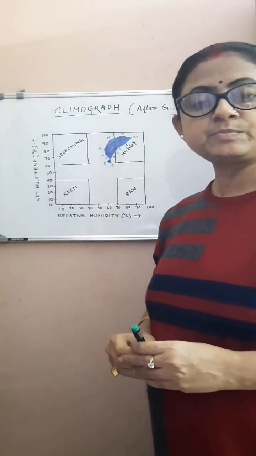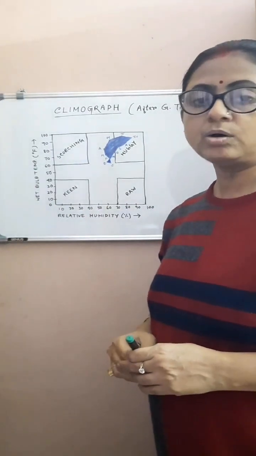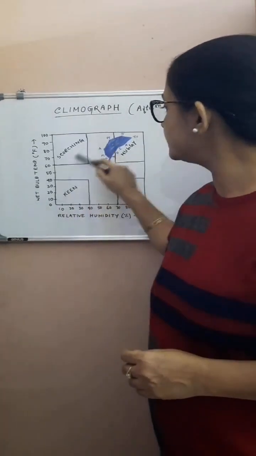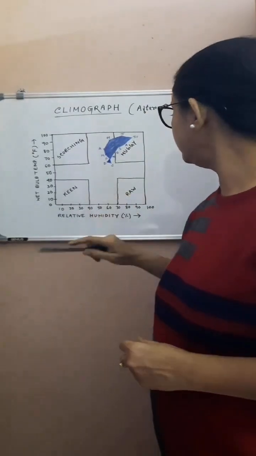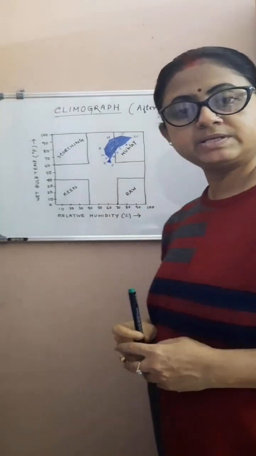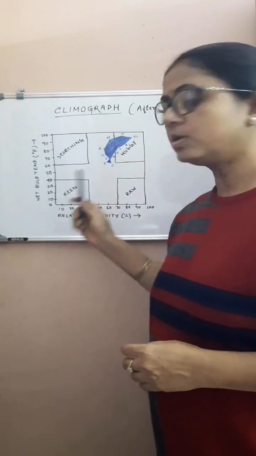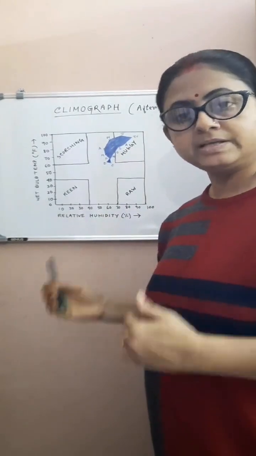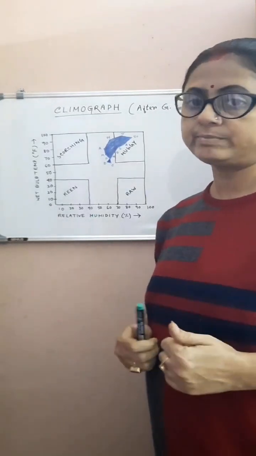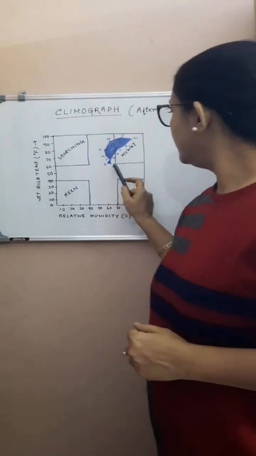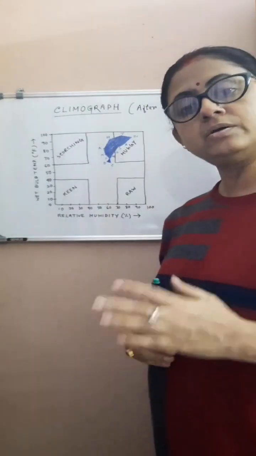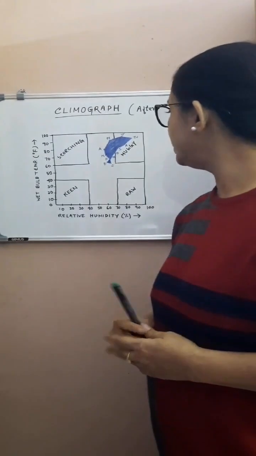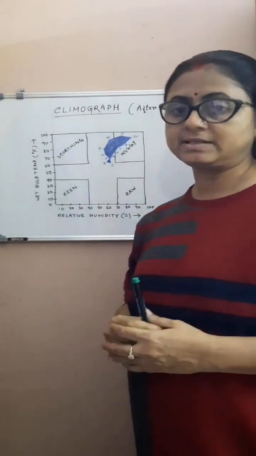Griffith Taylor explained 4 types of climatic conditions on the basis of wet bulb temperature and relative humidity: scorching type of climatic condition, keen, raw, muggy type of climatic conditions. These 4 climatic conditions have different types of relative humidity as well as wet bulb temperature. The climograph which is already drawn for the Hooghly district belongs to the muggy type of climatic conditions.